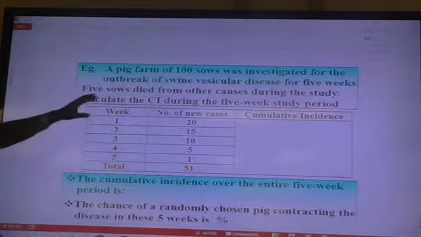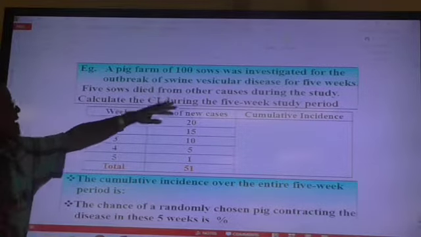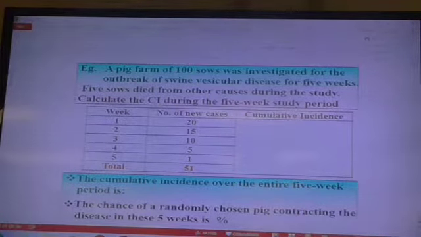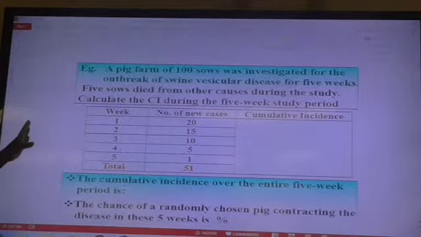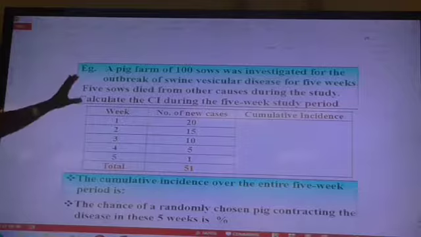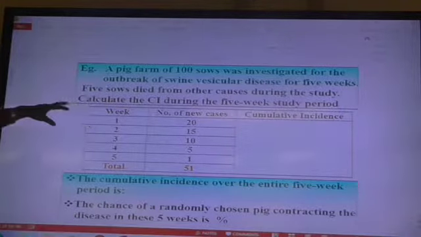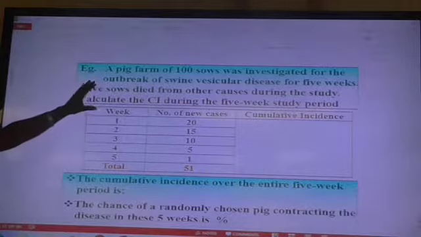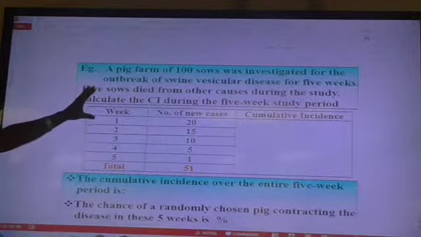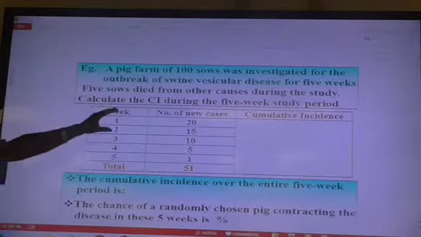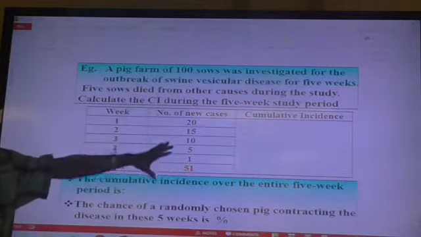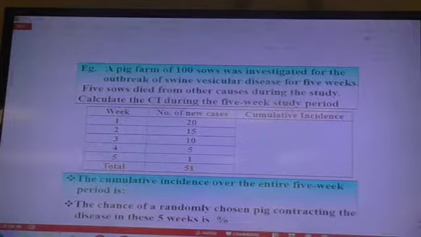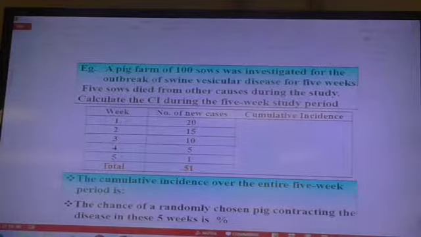So what happens in this case is that 5 sows died from other causes during the study. There is no information whether these sows have developed the disease or not. Most probably they haven't developed it, but that's why it was not recorded for them. But they were there for some time. So you can't throw away that information. They were there for some time, but they were not there the entire period. Again, you cannot say they were there the entire period because they were not.